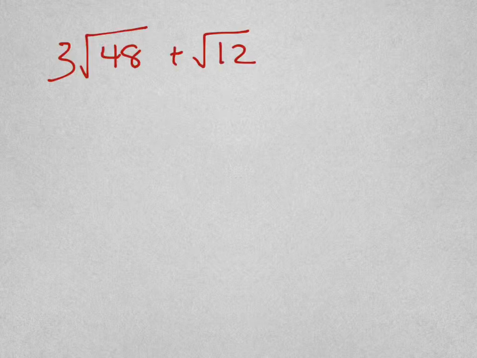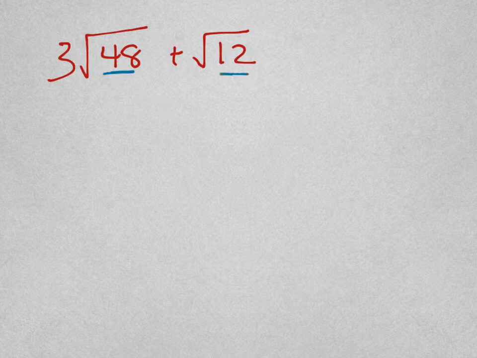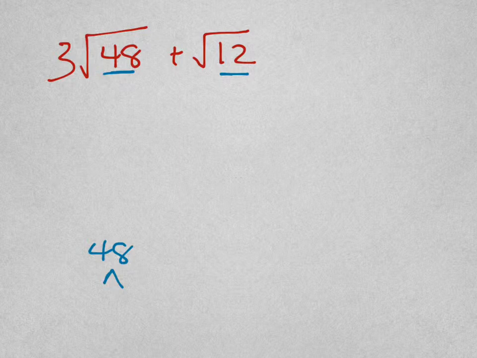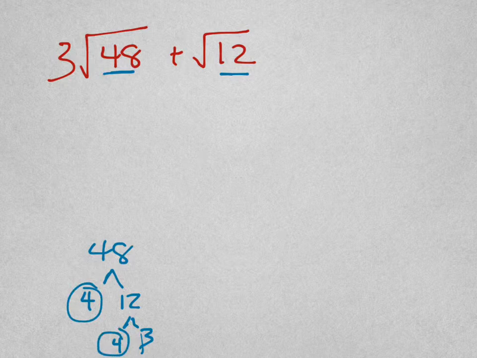Alright, here's another one. Let's simplify this. Well, first of all, I'm going to take this, and I'm going to simplify them. So let me show you how I like to do that. 48 is equal to 4 times 12, and 12 is equal to 4 times 3. Did I do that right? 4 times 12 and 4 times 3. So there's 2 4s, so it's 16 times 3. If you had noticed, it was 16 times 3.